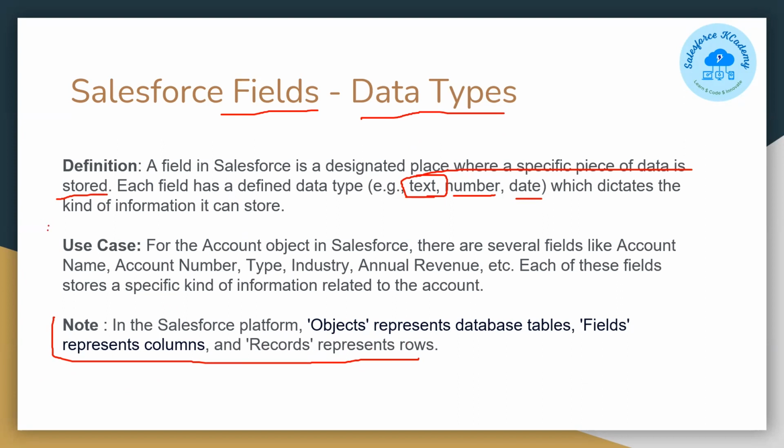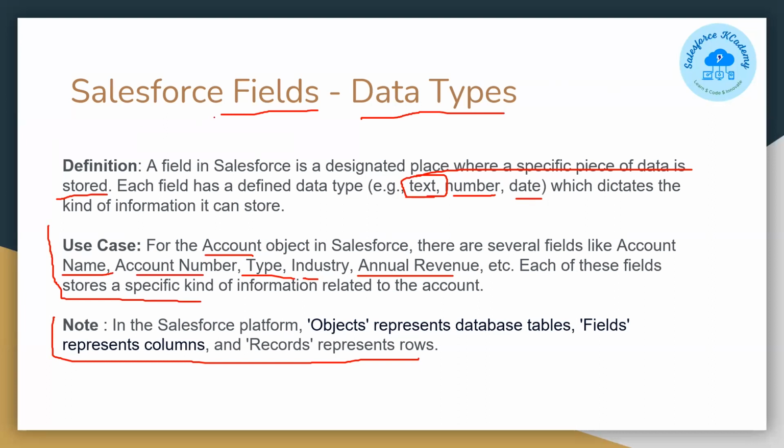In this use case, we took the example of a reference field, which we created in the contact, right? In the contact we created a reference field. In the account, there are fields like account name, account number, account type, industry, and annual revenue. These are all the fields that specify what kind of data we can store.